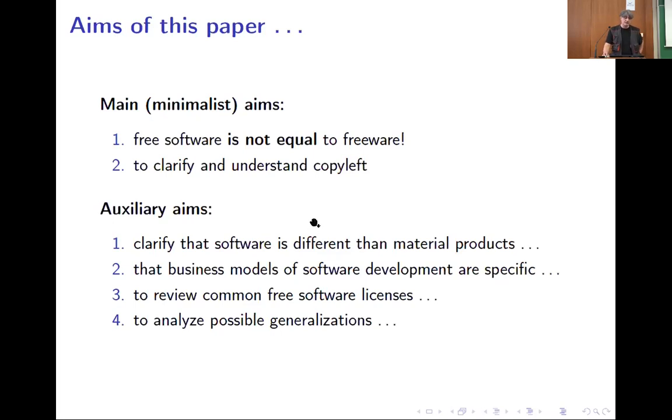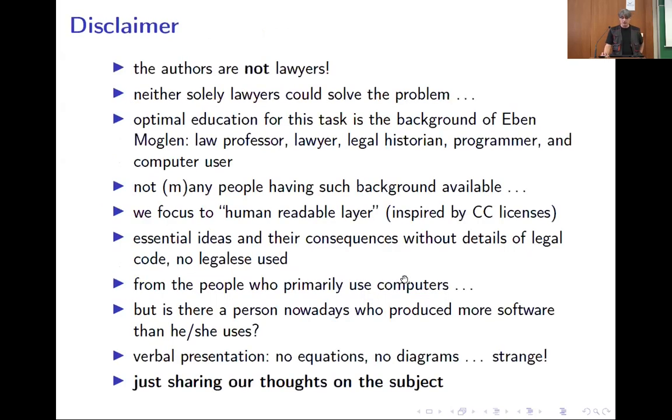Okay, besides that, we have auxiliary aims that are advanced topics for this paper, and that's to clarify that software is different from material products, that business models of software development are sort of specific because the final product is specific, and to review common free software licenses that we face and experience in everyday practice. Then we're going to analyze possible generalizations regarding open hardware, open culture, and so on.